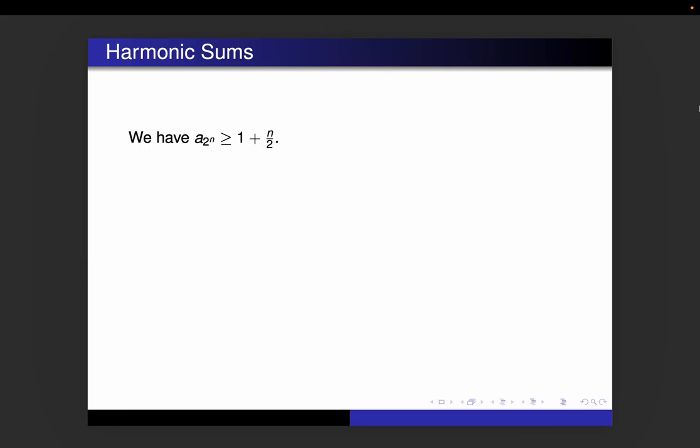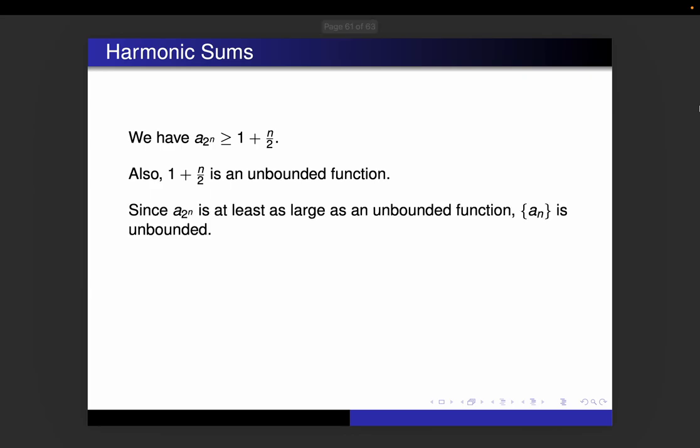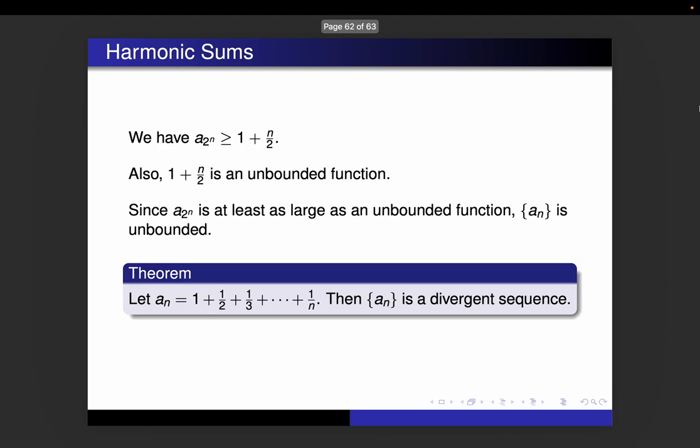So we now have a sub 2 to the n is at least 1 plus n over 2. Notice that that 1 plus n over 2 is an unbounded sequence, unbounded function, unbounded sequence, same thing, right? Since a sub 2 to the n is at least as large as our unbounded sequence, that means that a sub n is an unbounded sequence itself, which means that it diverges. And that's our theorem.